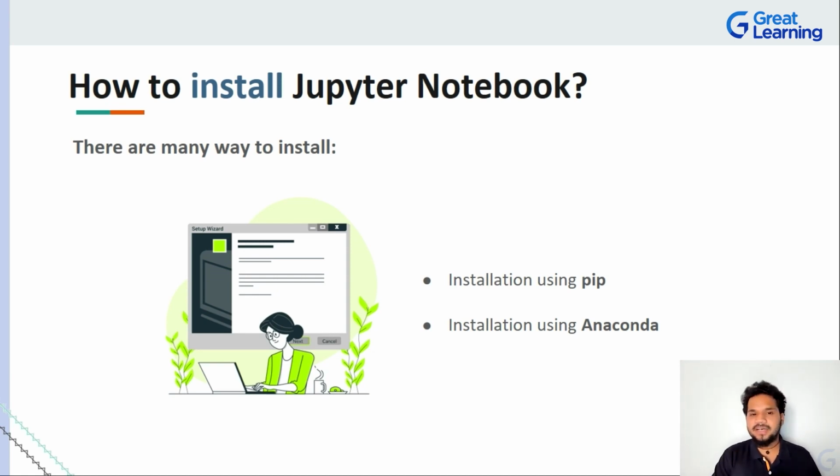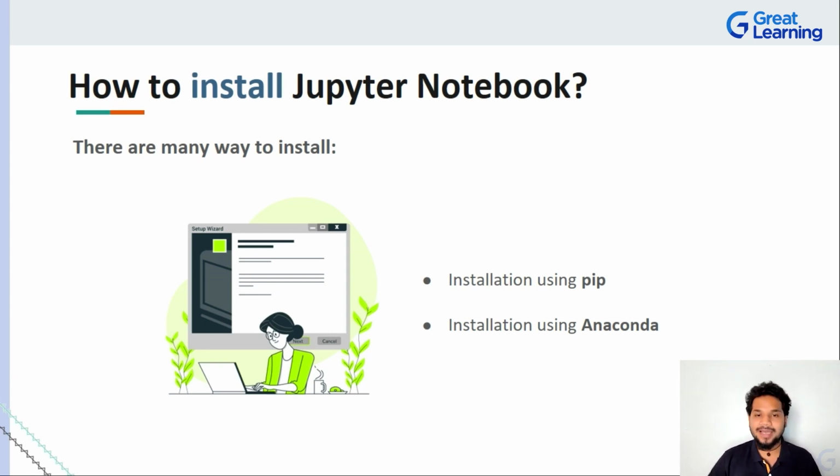Alright, so now you might have a question: are there any other ways to install, or is there only one way? I just answered this question previously, right? There are many ways to install, but I'll showcase two very interesting ways. One is installation using pip. Pip is basically Python's package manager, right? The Python programming language's package manager is actually called pip.